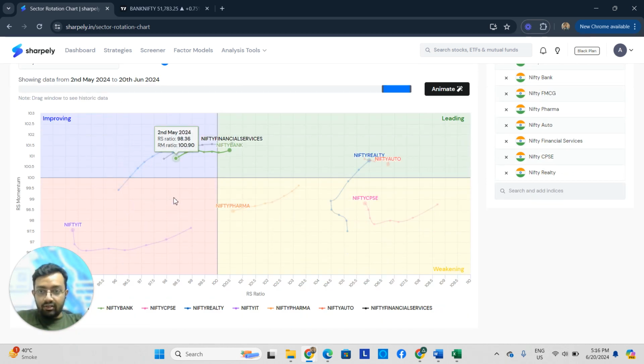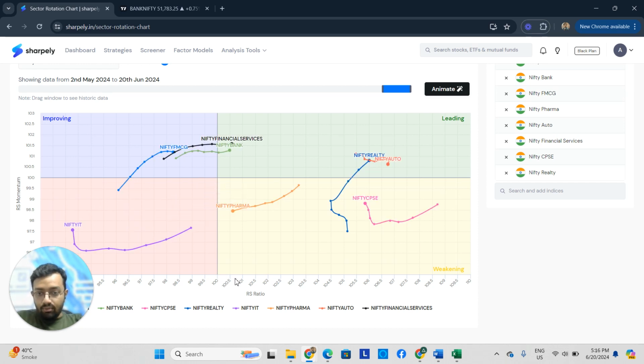Now, what does this chart show? So on the x-axis, as you can see, we have the relative strength of the stock. And on the y-axis, we have this relative strength momentum. So relative strength also changes with time, right? But the speed at which relative strength is changing, we call it RS momentum.